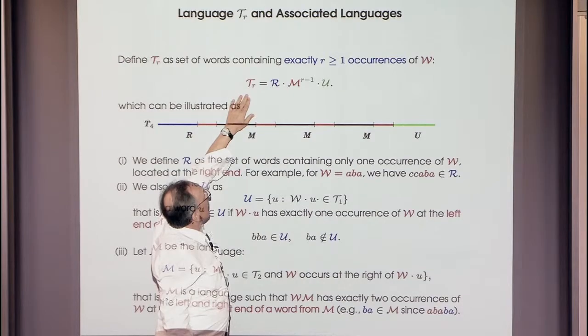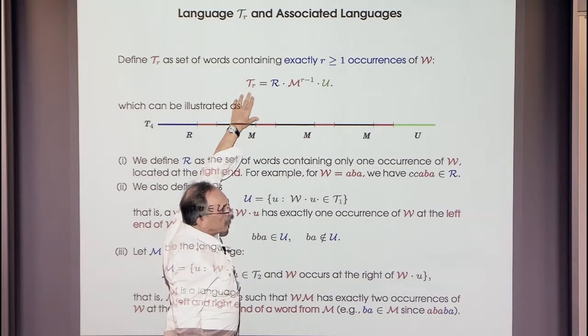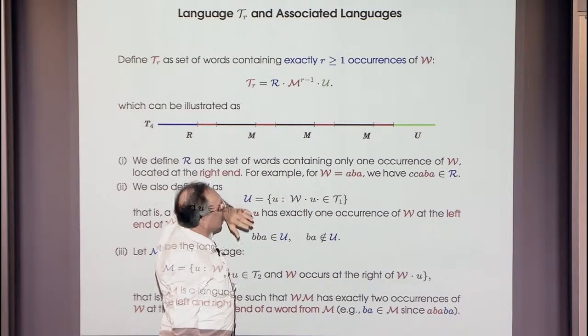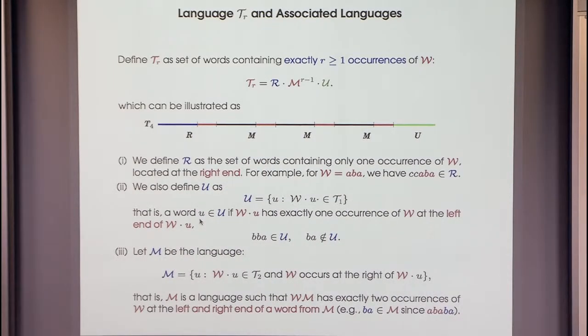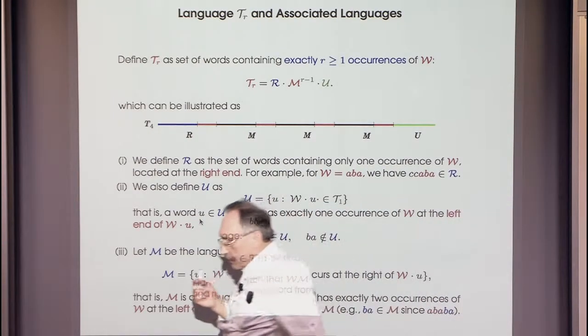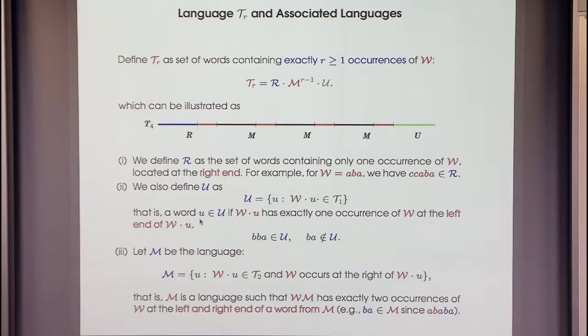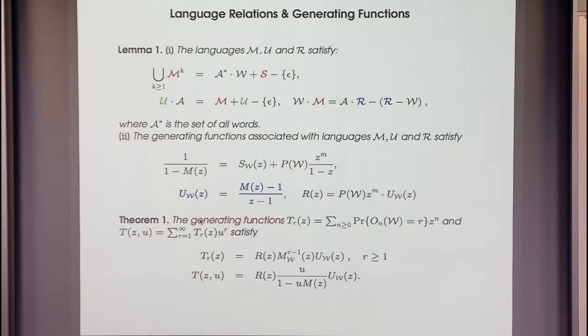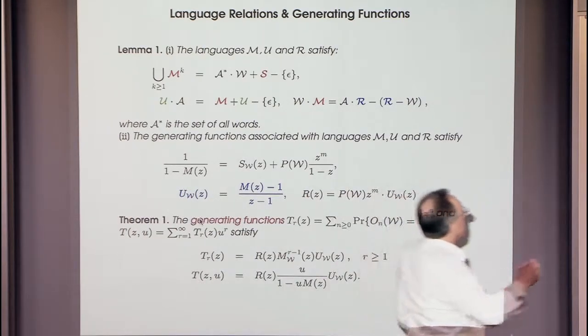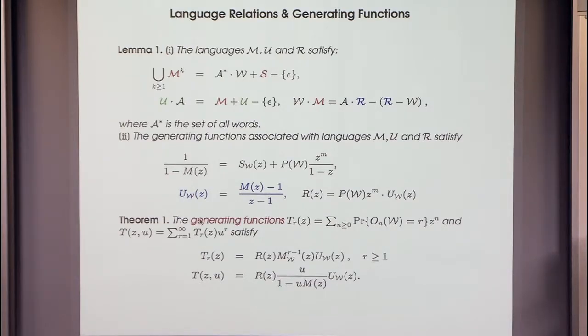Here is the funny thing: the language that contains exactly R occurrences of the word W is basically the concatenation of language R, R minus 1 copies of M, and U. So if I tell you how to construct the 3 languages, I can basically give you a construction of T sub R, something that I'm interested in. And these are basically relations between sets. Let's look at this relation. I don't have much time, but let's look at this one.